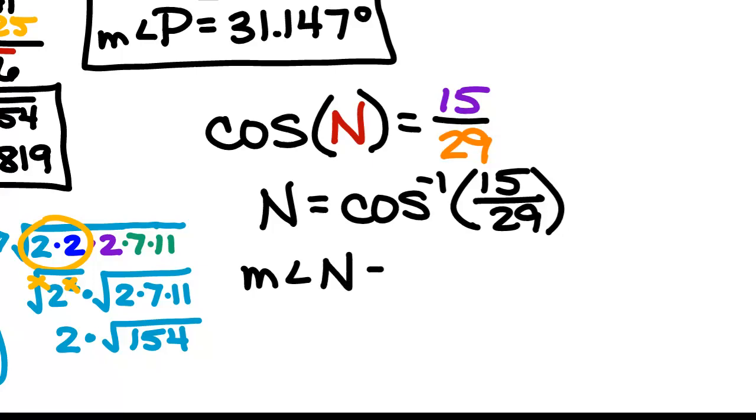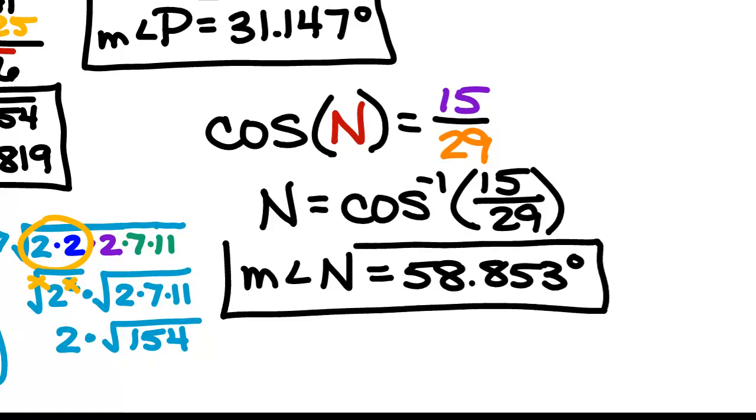So then we pop this into our calculator. Measure of angle N is 58.853 degrees. Do you guys want to see a shortcut for the last one? Yeah.